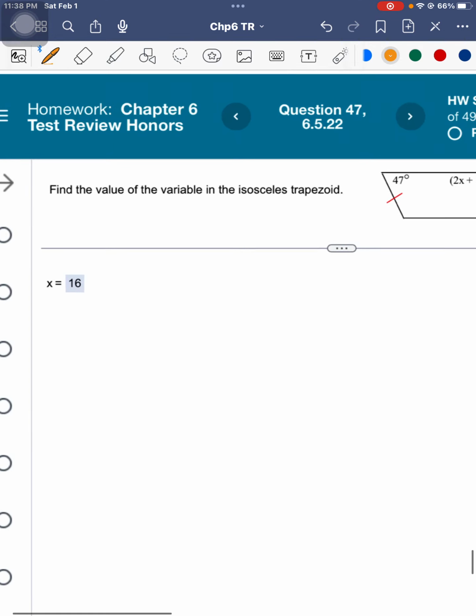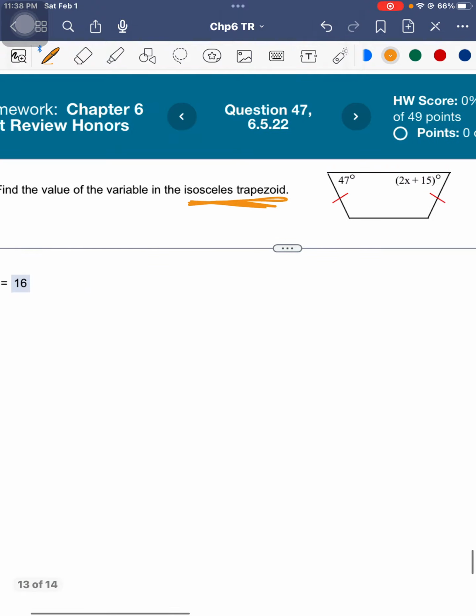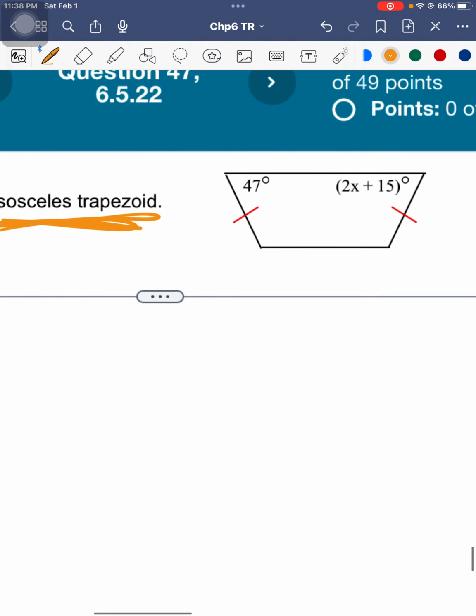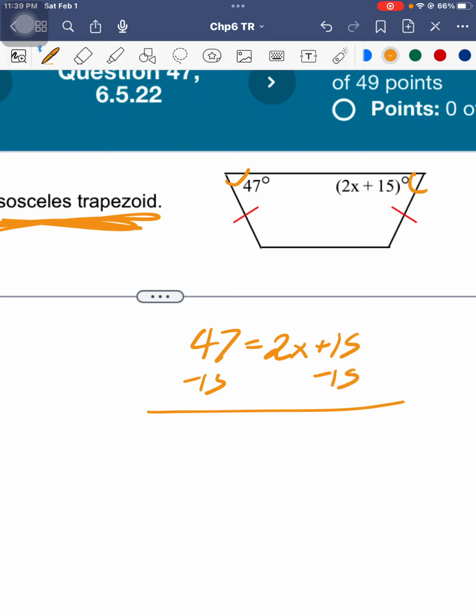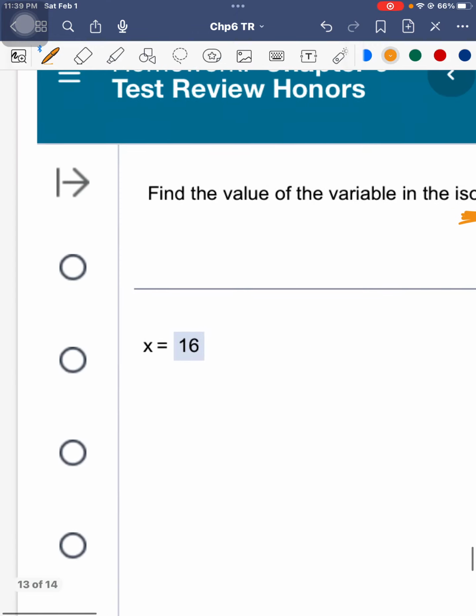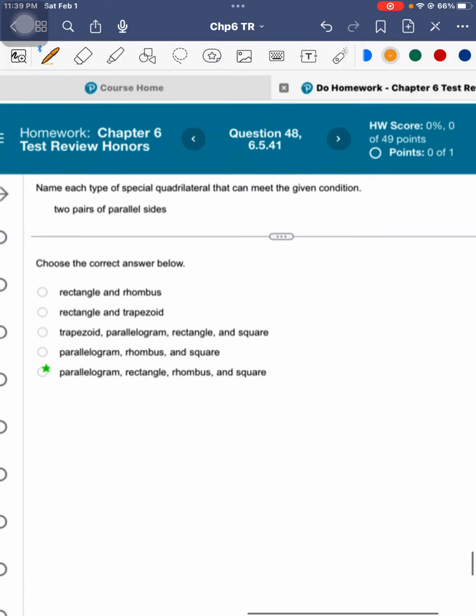Okay? Let's take a look at this. Find the value of the variable in the isosceles trapezoid. Okay, so I know this is isosceles, so I know that this angle and this angle, this angle and this angle are congruent, so let's set them equal to each other. 47 equals 2x plus 15. So x is equal to 16. Perfect.